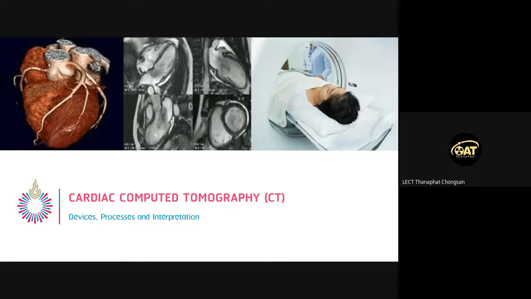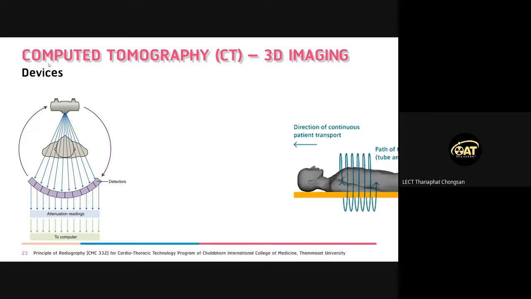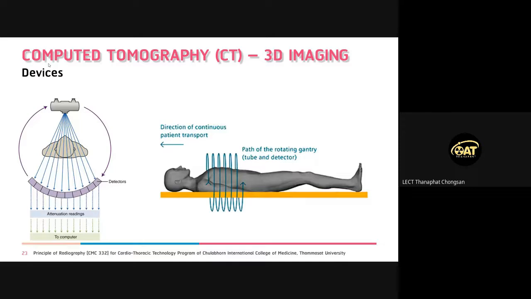Okay, let's move on. Next topic, we will study how we create cross-section images. This topic is computed tomography or CT. This image is a schematic of the CT structure inside. This represents the mechanism or process of CT.